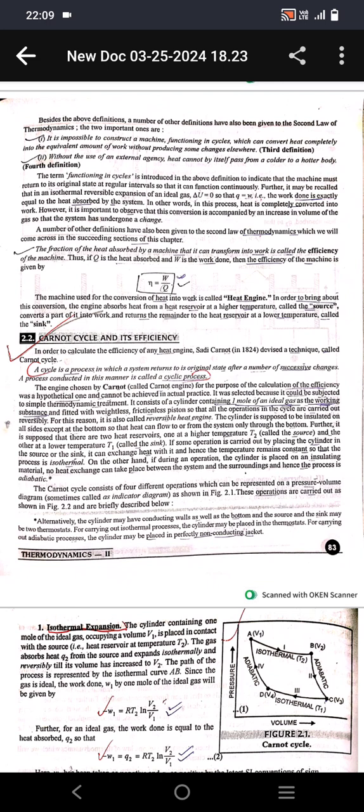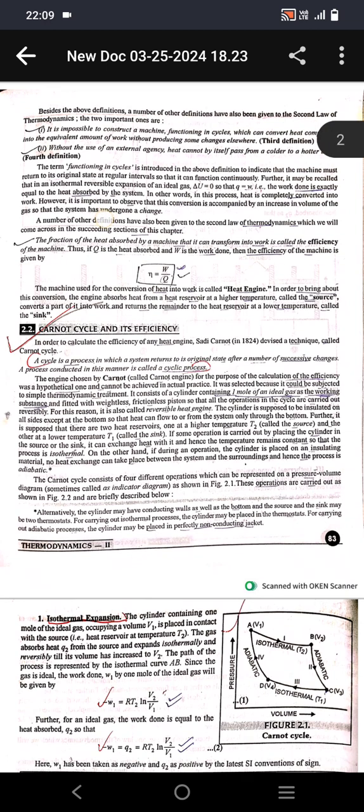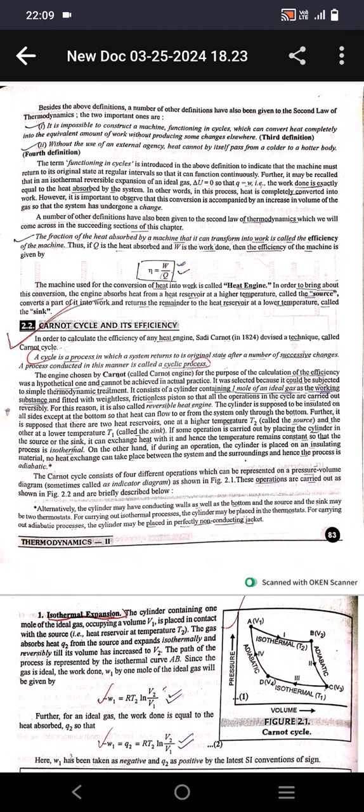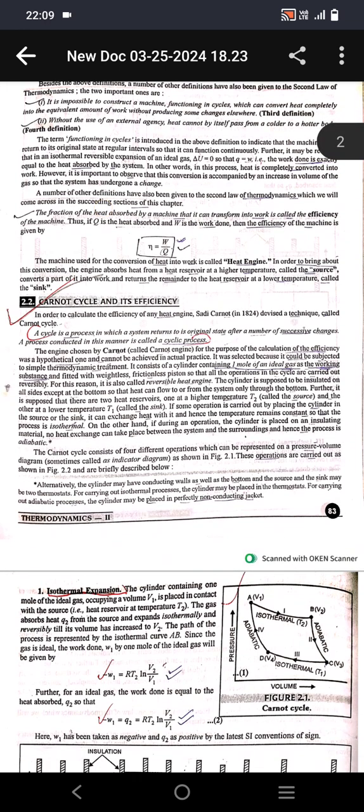In order to calculate the efficiency of any heat engine, Sadi Carnot derived a technique called a Carnot cycle. A cycle is a process in which a system returns to its original state after a number of successive changes. A process conducted in this manner is called a cyclic process.